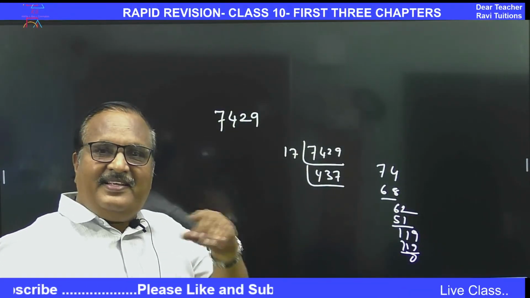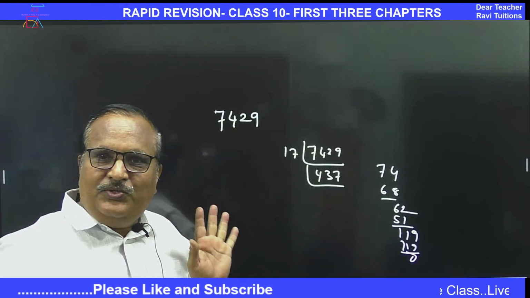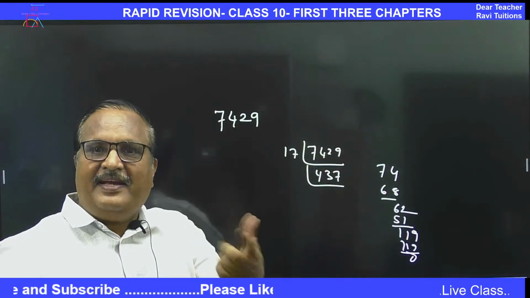We have already checked up to 17, right? So you don't need to go right from the beginning. After 17, check 19.